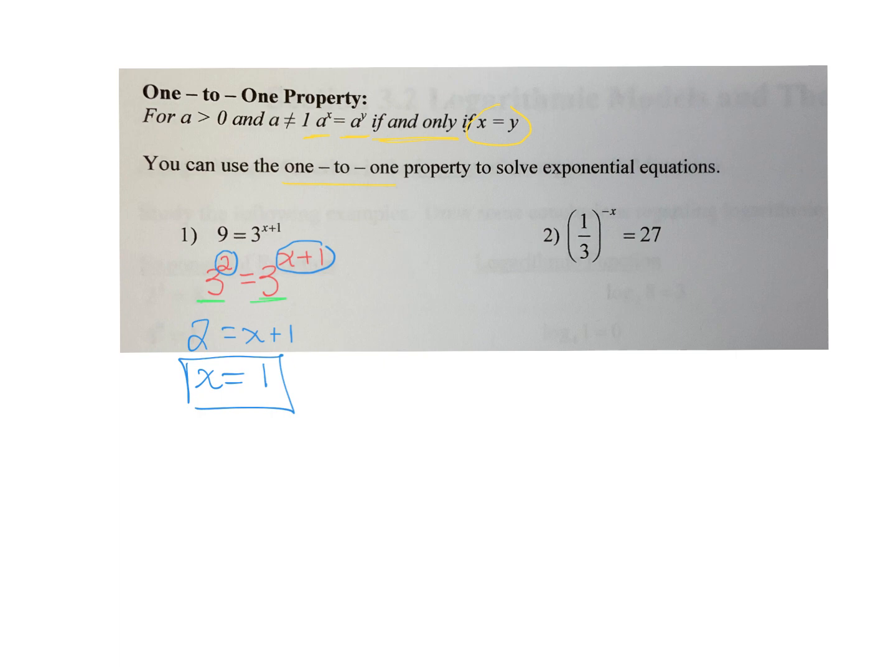Same idea on the other side. These bases are not the same. This one we have to rewrite both bases, and you can't change anything. So the base they have in common is 3. So 1/3 is the same thing as 3 to the negative 1, and then negative x. You can't drop the negative x that was already there. And then 3 to the 3rd makes 27. Remember, you multiply the negative 1 and the negative x, you get 3 to the x equals 3 to the 3rd. And this one's really easy. x just equals 3. So it's a cool little property you can use to solve these exponential equations.